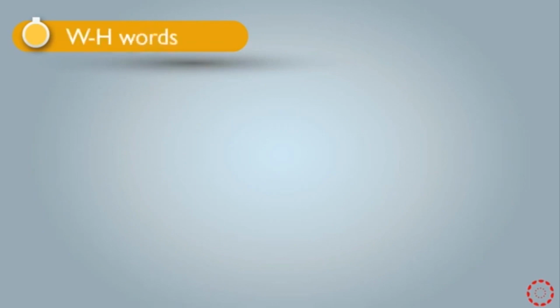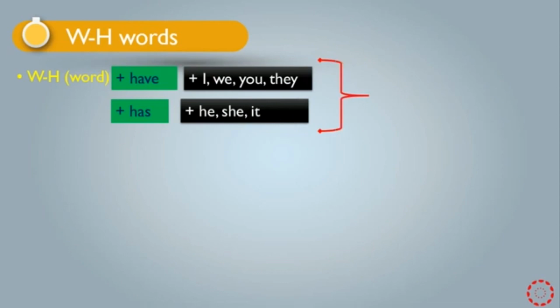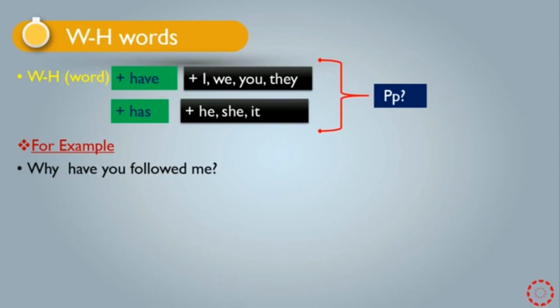Another type of question, we have WH words. Those WH questions come at the beginning. So let's see what the rule is if you have a WH question: WH word at the beginning, after that have with I, you, they, and has with he, she, it, followed by the past participle and a question mark at the end. For example, why have you followed me?